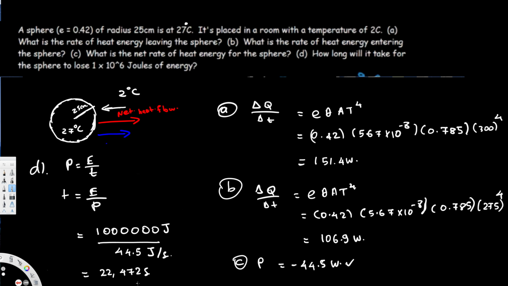22,472 seconds. If you want to convert this into hours, you just have to divide this by 3600, because in 1 hour we have 3600 seconds. So 22,472 divided by 3600, that's going to give you the hours. And if you calculate it, that's approximately 6.2 hours. So that's how long it's going to take to lose this much amount of energy.